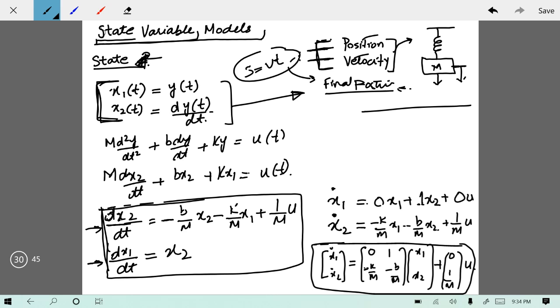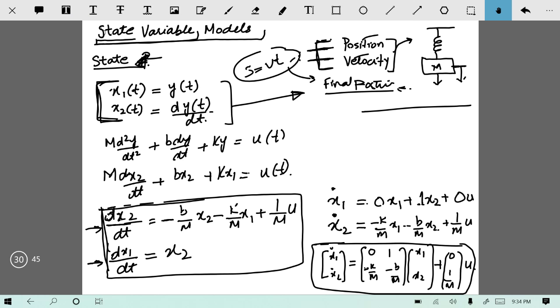This basically defines the first part of your state variable model. The second part is related to output. We will discuss it shortly as well. But for right now, you can say that this set of equations defines your state variable model.